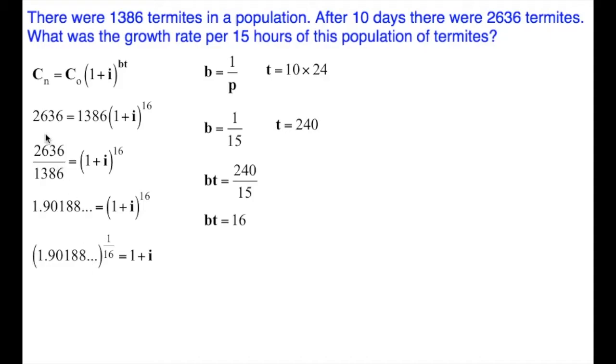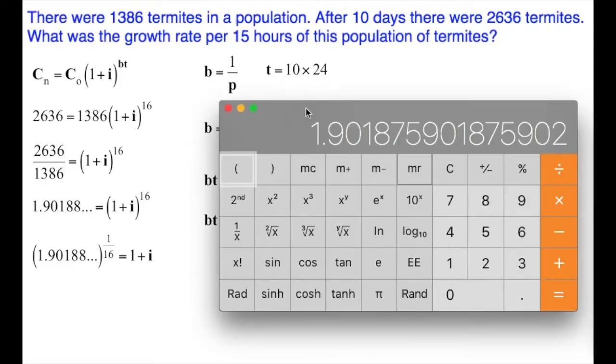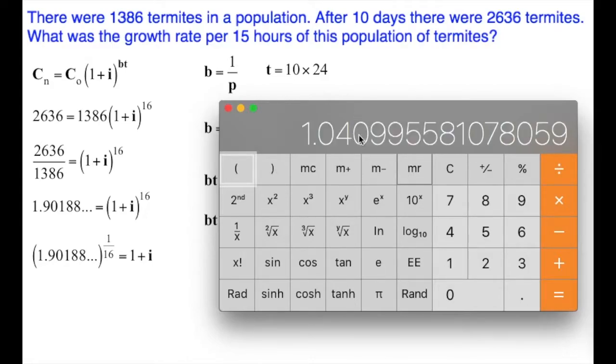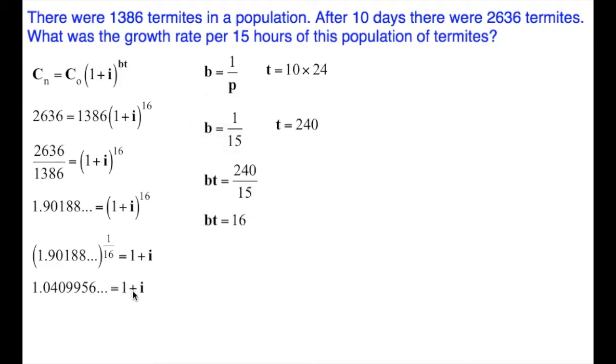Let's raise this to the power of 1/16. I have this number that's in the calculator, and I'm going to raise it to the power of, and I have to do this in brackets, 1/16, which is 1 divided by 16. Close the bracket, so it does that first, and then equals. We get 1.040995581, it goes on forever. That is equal to 1 plus our growth rate.